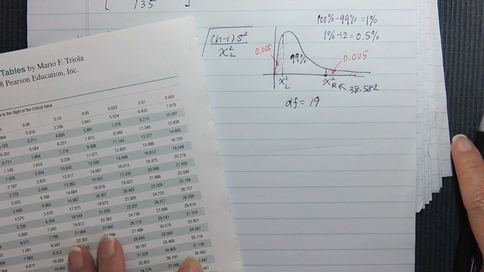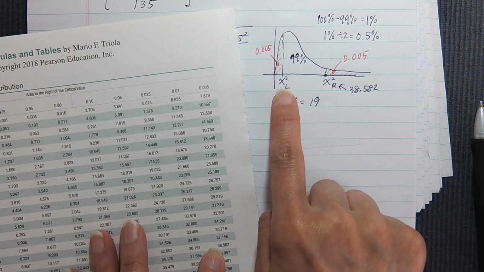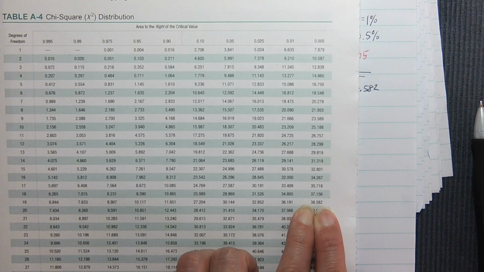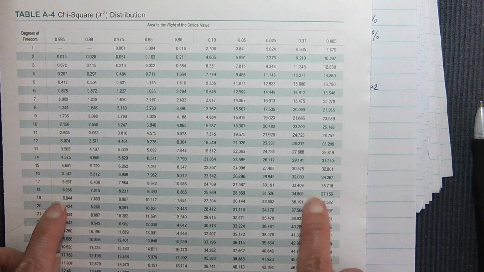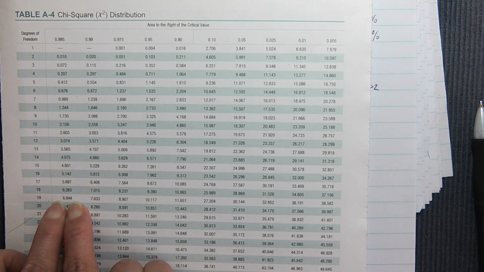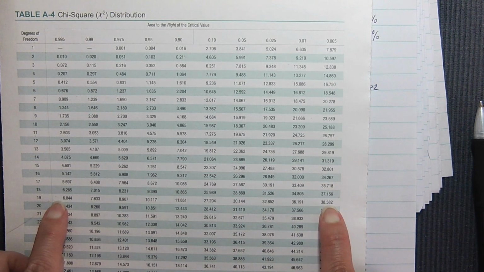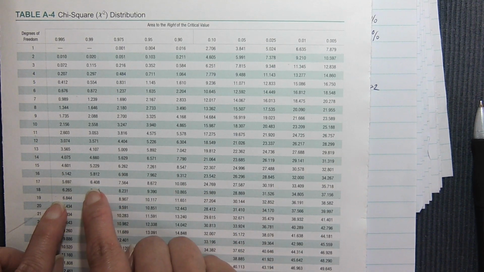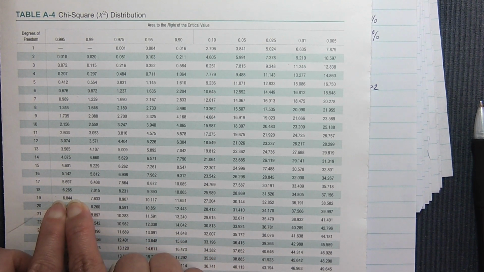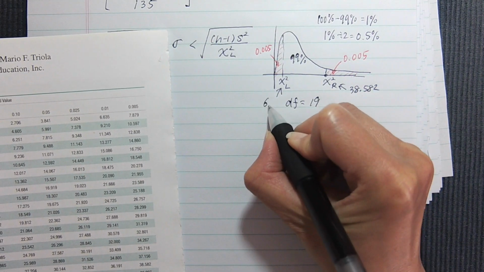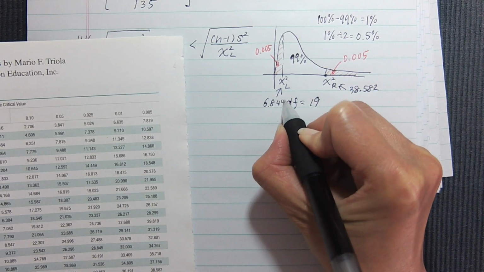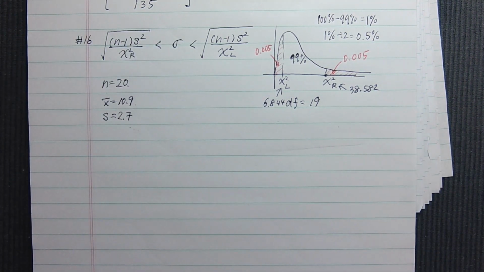38.582, that's the chi-square, right? Okay, so what's my left, right? Now I have to go to 19, exactly the opposite side right here. This is 0.005, so if we go exactly opposite right here, 6.844, right? That's the chi-square, this one. 6.844.